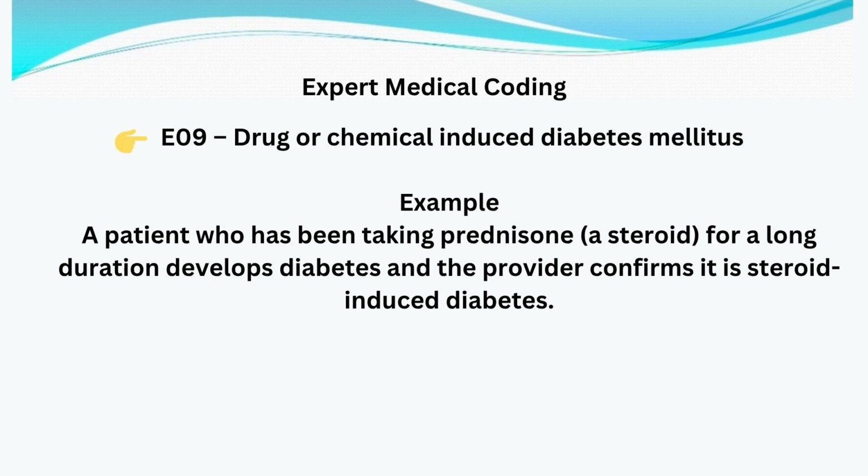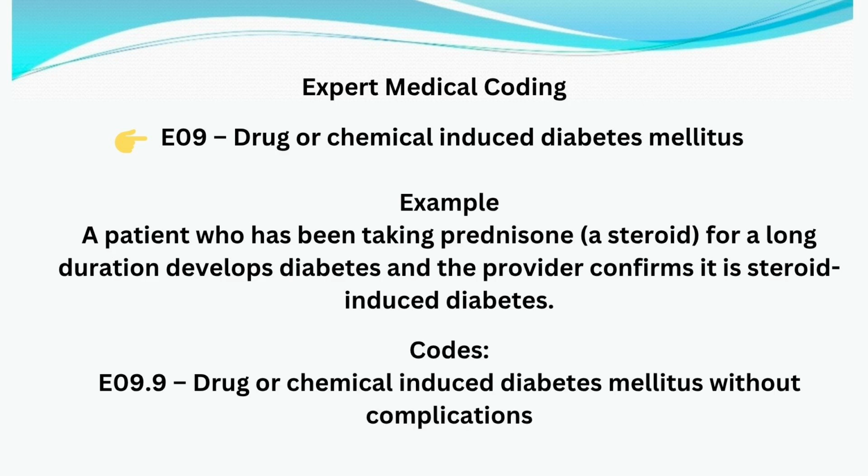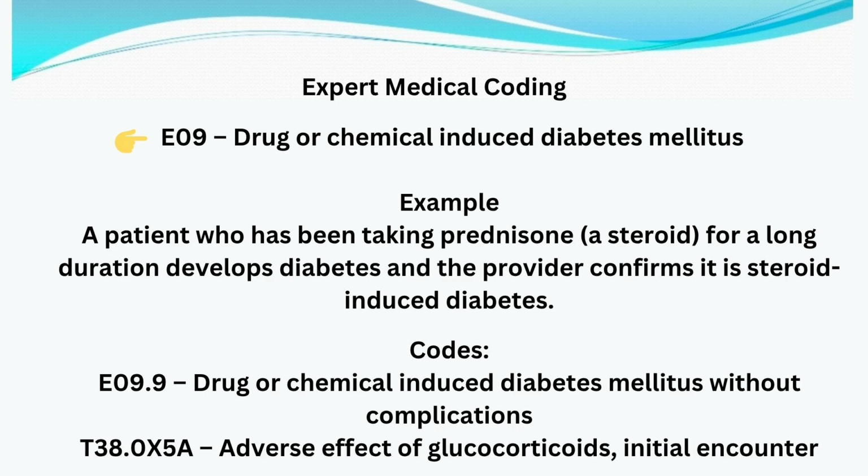Let us see an example on this. A patient who has been taking prednisone, a steroid, for a long duration develops diabetes and the provider confirms it as steroid-induced diabetes mellitus. Let us see how to code in this scenario. So first we have to code E09.9 drug or chemical induced diabetes mellitus without complications, and after that we have to assign T38.0x5A adverse effect of glucocorticoids initial encounter.